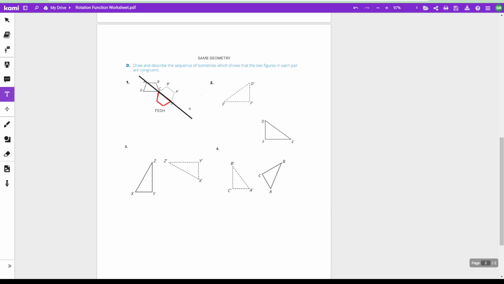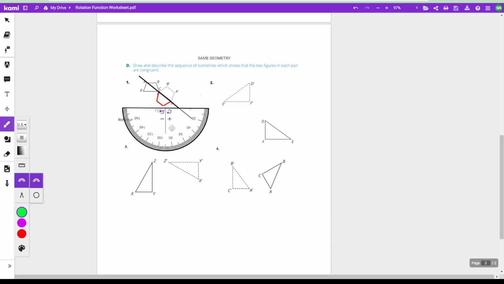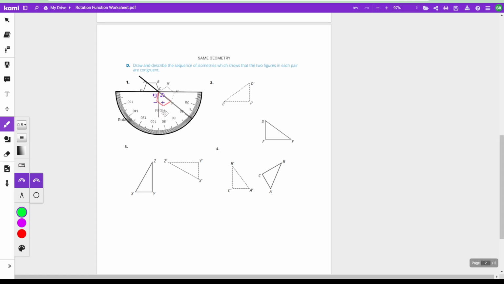So to describe this rotation that happened here, we're going to write rotated. And actually, we should probably measure the degree of the rotation. In order to do that, if you imagine C as the center point, D was rotated from here over here in a circular path. And so we can measure the angle from this line segment to this line segment using the protractor. So grab your protractor, place the center of it at the center of rotation C.